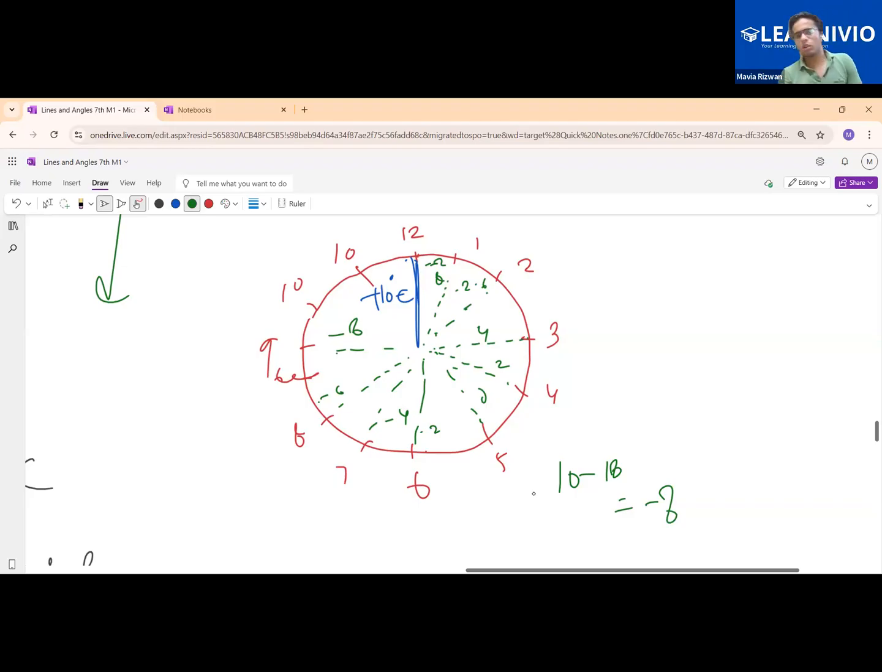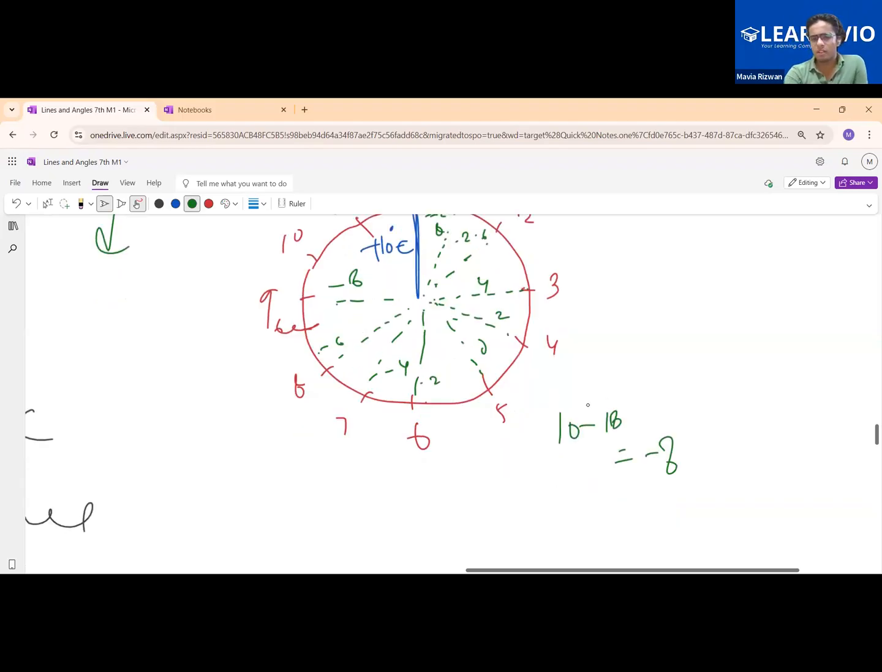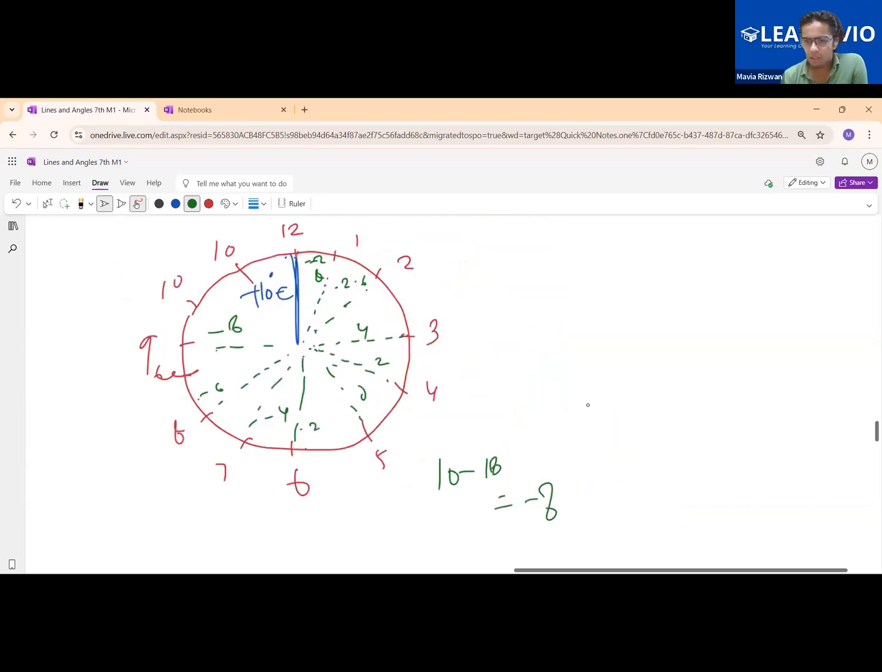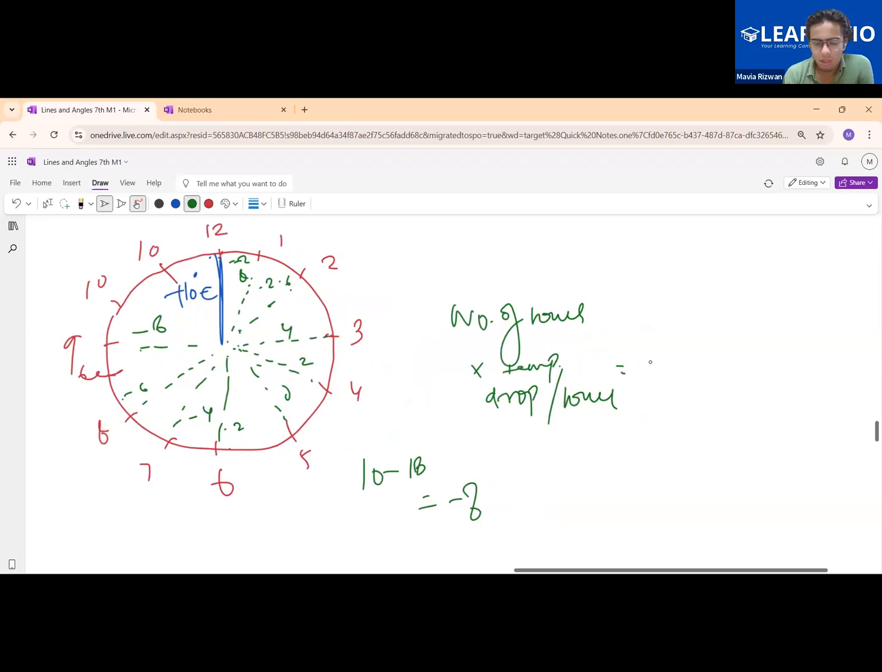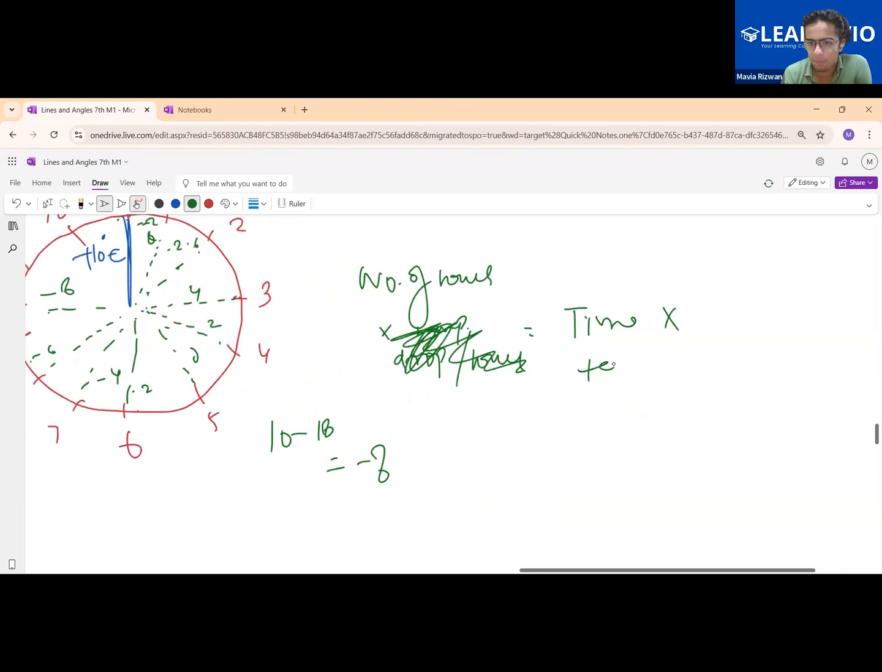Now 18 was the total drop, and now how many hours? Number of hours into temperature drop per hour is equal to the total drop. That would be time into the temperature drop every hour.